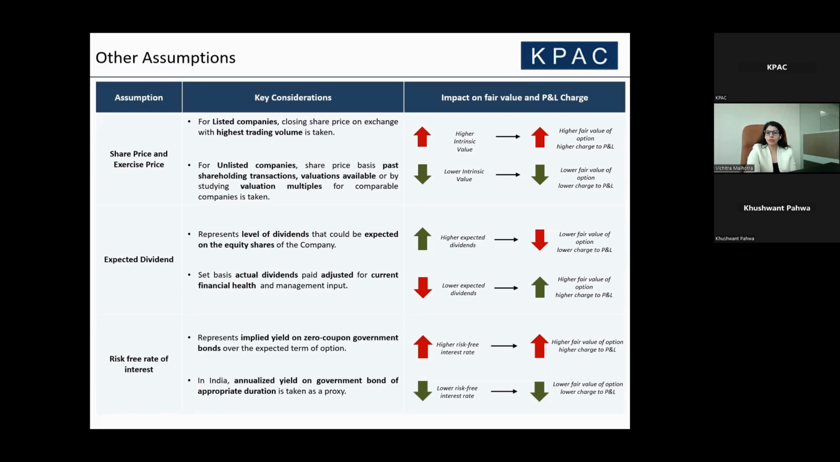With that, we have effectively covered all the assumptions that go into option pricing. In terms of a recap, like we have discussed, expected volatility and expected term of the option are the ones which are extremely critical and sensitive to your option pricing. But yes, we need to get all those right.